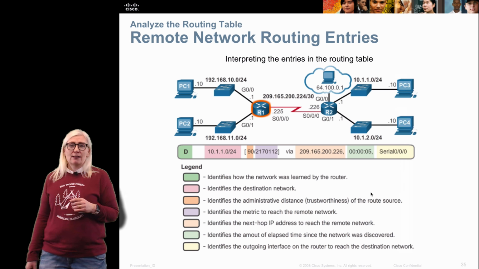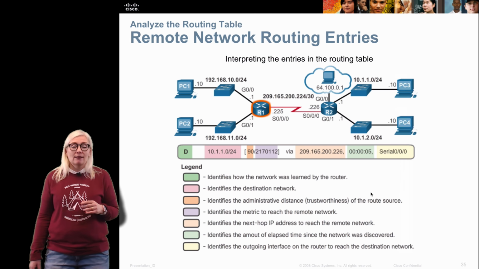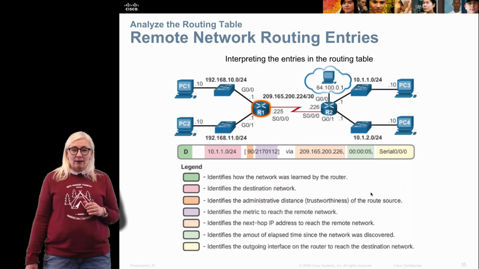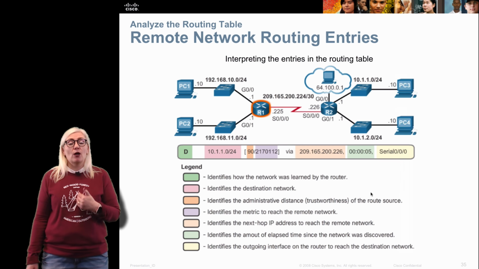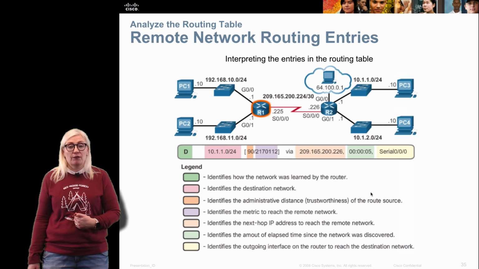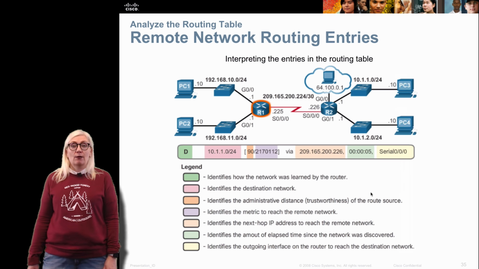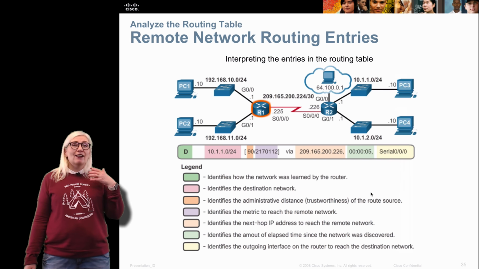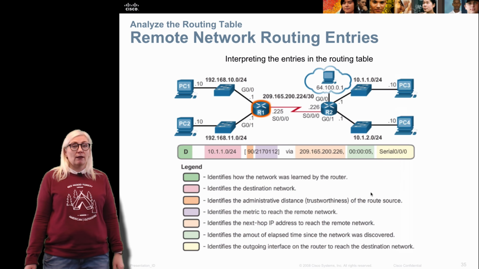Then it tells us how much time has gone by since it learned about the network. And then it tells us which exit interface, which of the router's own interfaces, I will send this information out of. In this case, it's serial 0/0/0. So this is a remote network routing entry and how that looks.